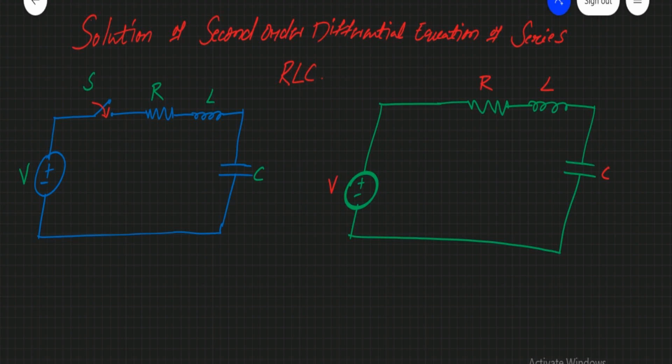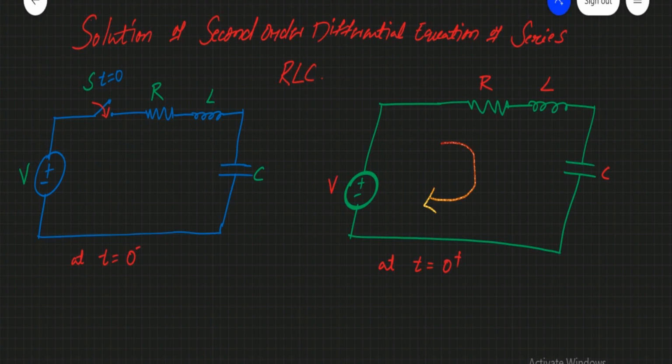This is a switch. This switch is closed at t equal to 0. After closing the switch, the circuit becomes an RLC circuit like this. Here we can write this is the circuit at t equal to 0 minus and this is at t equal to 0 plus. At t equal to 0, the switch is closed. At t equal to 0 minus, just before the switch is closed, the circuit is open like this. Just after switch closing, the circuit is closed like this.